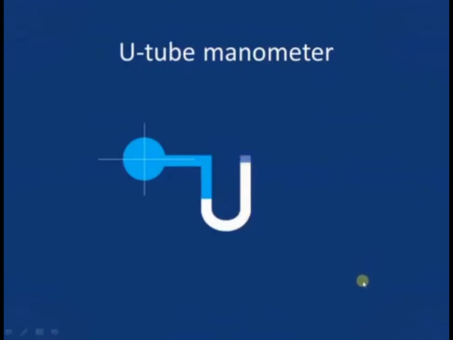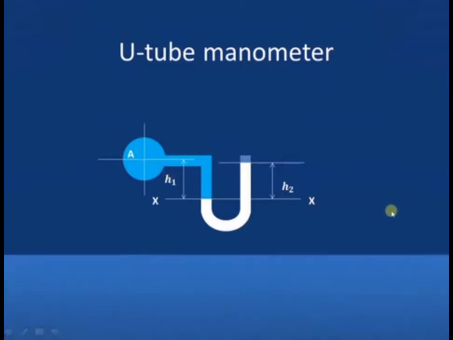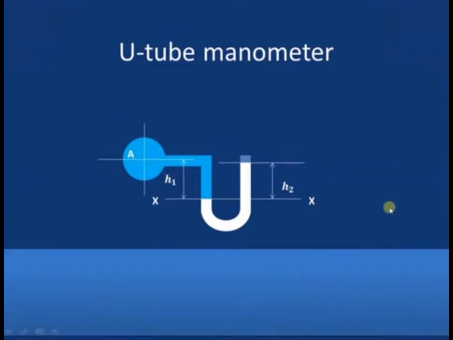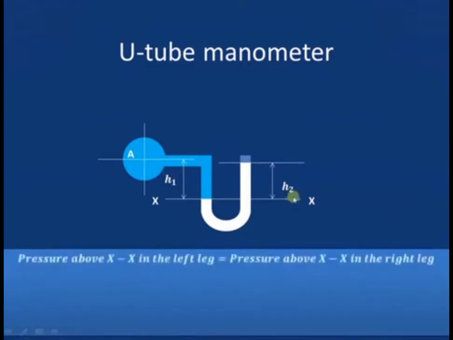This K point is known as the gauge point, and this XX is known as the reference point. From the center of the pipeline up to XX, the height is H1, and from XX up to the level of the mercury or manometric liquid, suppose the height is H2. Now we want to measure the pressure at point A, so we'll apply the pressure balance over here.